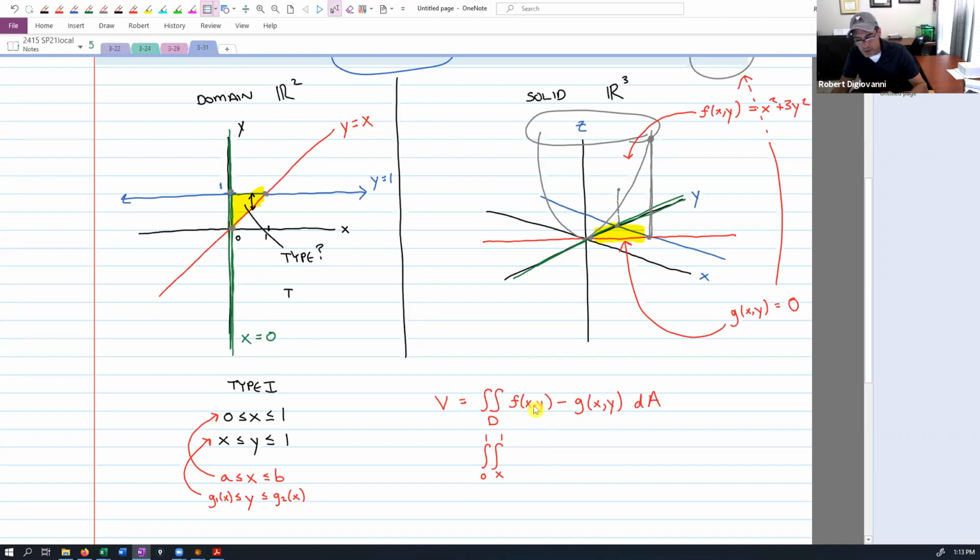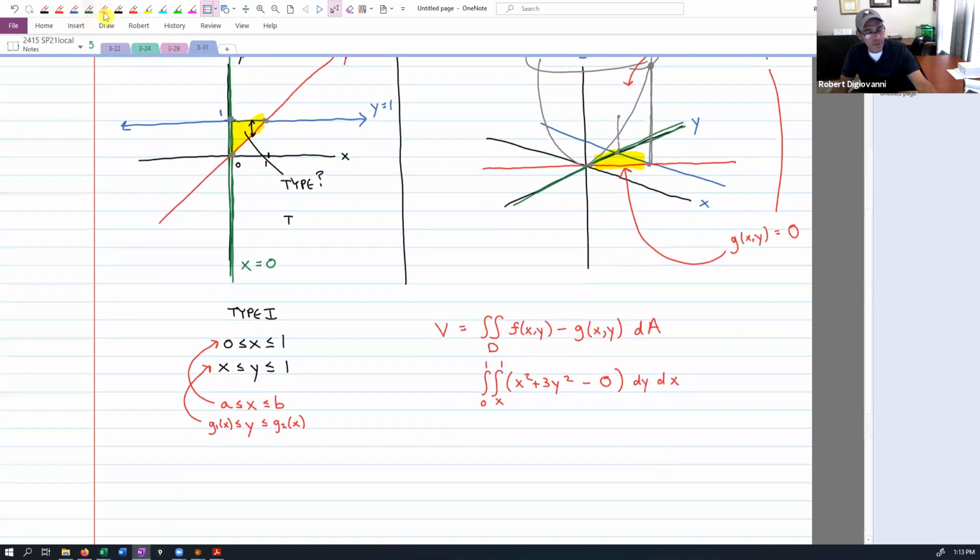And now the upper surface, which is x squared plus 3y squared, minus the bottom surface, which is 0. I don't need to put that there, but I'm just trying to stress where everything comes from. And then the dA turns into either dx dy or dy dx, and that depends on what type region you have. Here I put dy dx because the x's have to be on the outside and the y restrictions are on the inside.